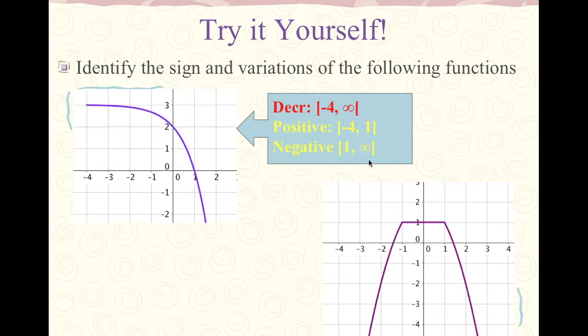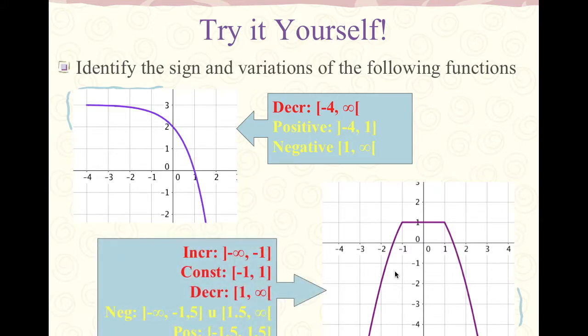And the 1, of course, is included to infinity. Down here, we have 3 instances of variation: increasing from negative infinity to negative 1, then constant from negative 1 to 1, and then decreasing from 1 to infinity. Okay, and then it's negative down here, so 2 instances, from negative infinity to approximately negative 1.5, and then it's again negative at positive 1.5 to infinity, so unions, because there's 2. And then it's positive from here, so negative 1.5 to 1.5, and so I write it like this.